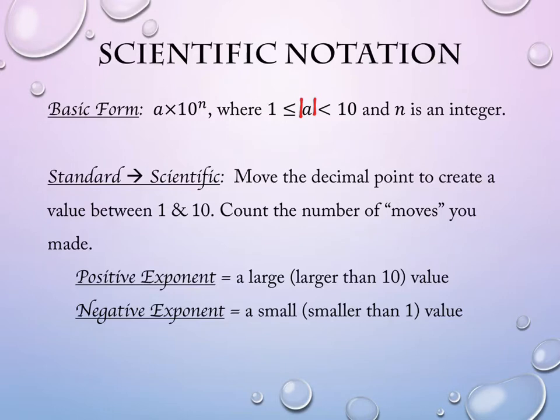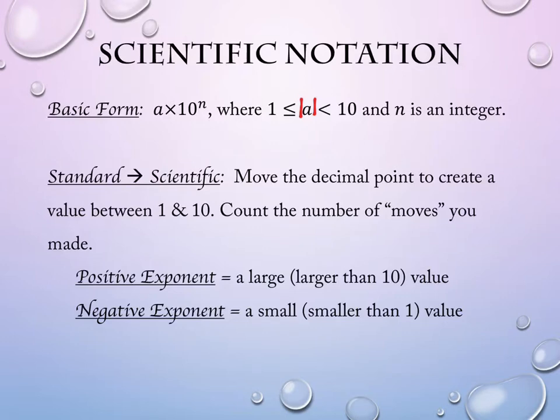And we're going to talk about moving in both directions. So the first slide talks about taking standard numbers, that's numbers that you have been working with so far, and turning them into something that's in scientific notation. So what we're going to do is move the decimal point to create a value between 1 and 10. And we'll count the number of times, or how many moves, we made.